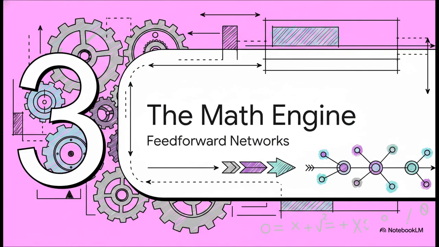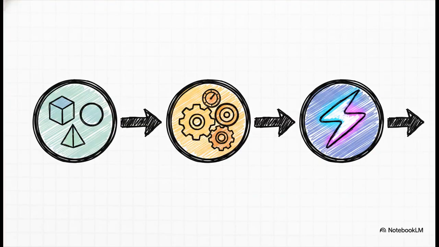Okay, Section 3. The math engine, feed-forward networks. Now please don't let the math on screen scare you off. This isn't just a dry equation, it's a super elegant dynamic recipe. What you're looking at is the multi-layer perceptron, or MLP. Information here propagates strictly forward.